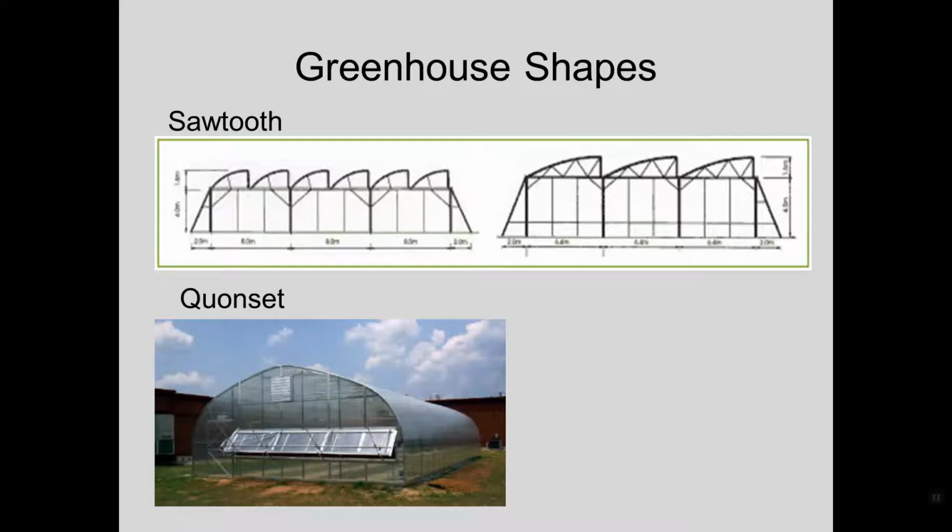The top, the sawtooth, these are very often used in industrial greenhouse situations where you can build one and then add another one on, and they're kind of modular. And the roofs are usually, the angled side of the roof is facing the sun. In this climate, the northern hemisphere, those would be facing south to get the maximum amount of sunlight.